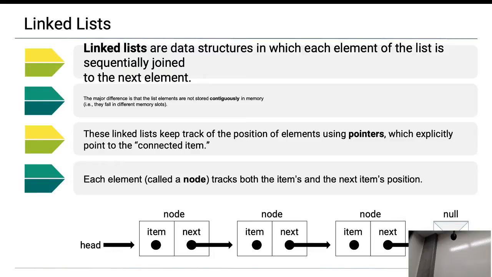Now, if this is the last node, the next link would be null. Right? That's how you do it. If you reach a null, if the next of some node is null, this means you have reached the end of the linked list. But conceptually, this is what a linked list is.